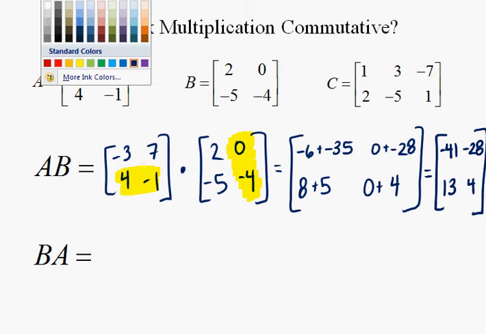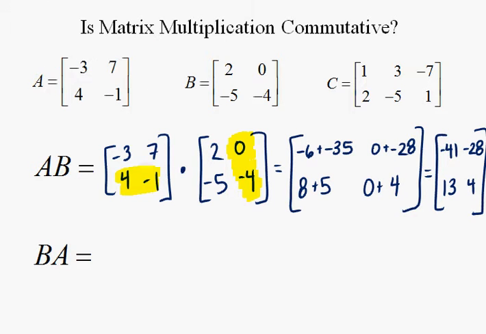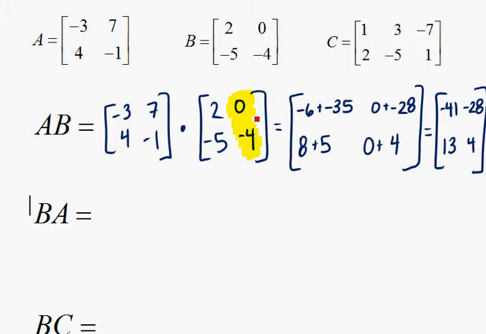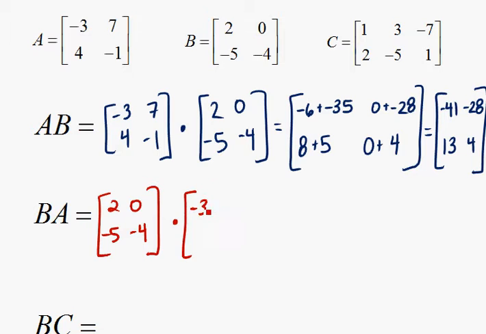Now let's try multiplying them in a different order. Let's multiply matrix B times matrix A and see if we get the same result. Matrix B was 2, 0, -5, -4. And matrix A was -3, 7, 4, -1. Our process is going to be exactly the same. First row times first column gives me the entry in the first row and first column of my result. So I get -6 plus 0.